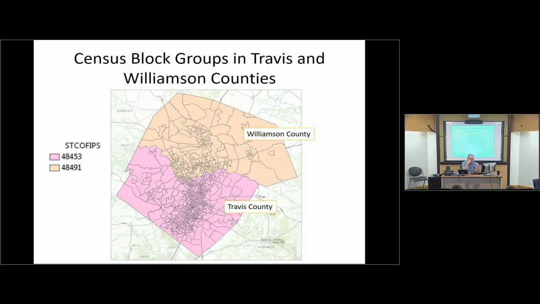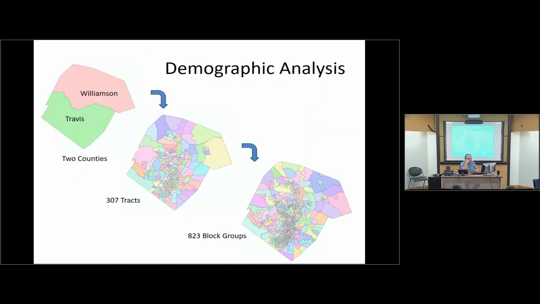Similarly, 491 is the FIPS code for Williamson County. So 48491 is the combined code that lets you isolate Williamson County from all the counties in the country. So here's a breakdown. Travis and Williamson are two counties which together have 307 tracts and 823 block groups. You can see how the tracts and block groups are finely subdivided in the urbanized areas.